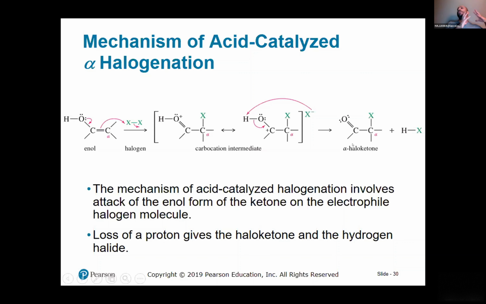The same outcome we do get when we have base catalyzed alpha halogenation. But in that example, we generate enolates. In this alpha halogenation of an acid catalyzed medium, we generate the enol rather than the enolate.